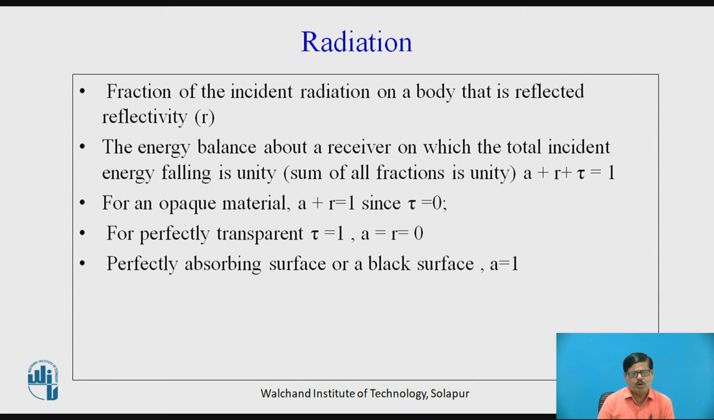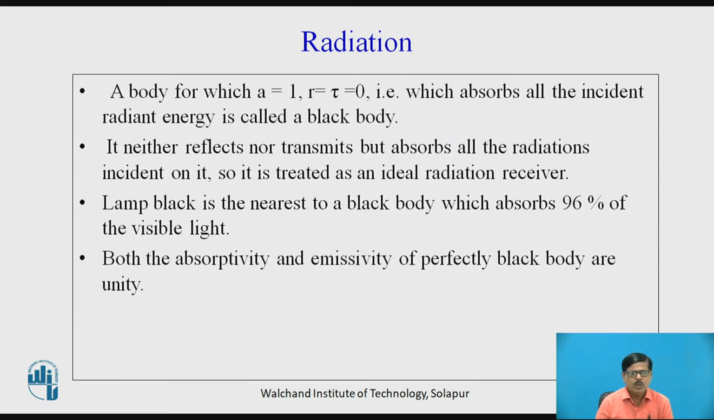For a perfectly absorbing surface or a black surface, absorptivity is equal to 1. And a body which has absorptivity equal to 1 and transmittivity and reflectivity 0, that is, a body which absorbs all incident radiation, is called a black body. It neither reflects nor transmits but absorbs all the radiation incident on it. So it is treated as an ideal radiation receiver. For example, lamp black is nearest to a black body because it absorbs 96% of the visible light. And for a black body, both absorptivity as well as emissivity are equal to unity.